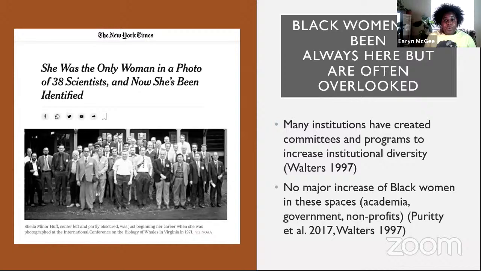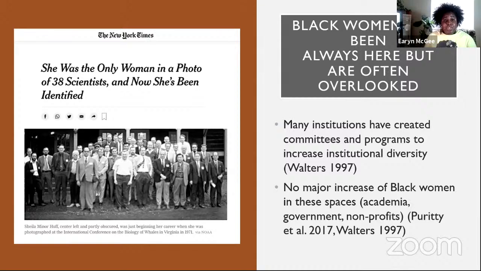So Black women have always been contributors to conservation and environmentalism and natural resources. However, they have often been overlooked and even erased. For example, on the left here, we have a photo from the International Conference of the Biology of Whales in Virginia in 1971. Sheila Minor Huff was the only Black woman there and really the only woman there. However, when the photographer was making the caption and putting down the names of the researchers, he left her out because he assumed that she had an unimportant role and was something like a secretary.